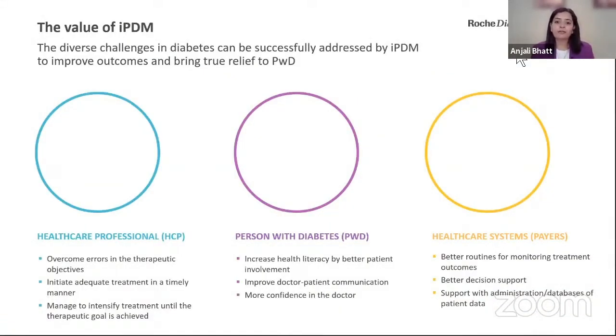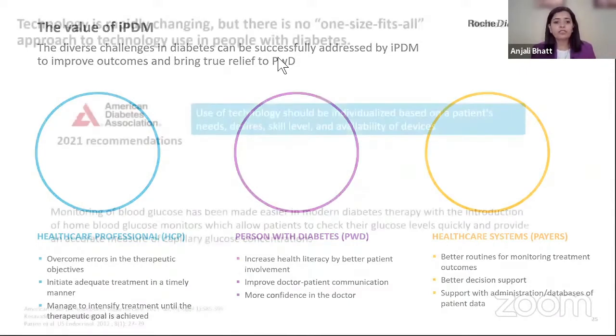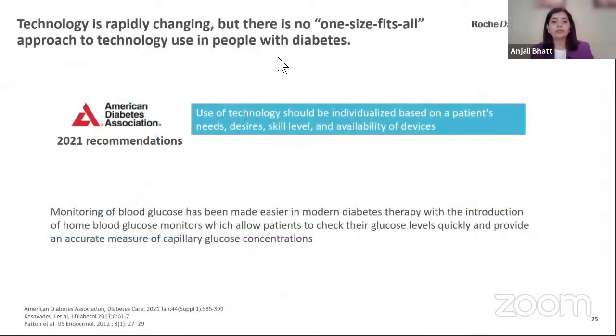Now, in the ProValue study, when they used iPDM, they saw that the healthcare professionals could overcome errors in therapeutic objectives. They could initiate adequate treatment in a timely manner, and they could intensify treatment until the therapeutic goal is achieved. The patient felt empowered about health literacy. Patient-doctor communication was better. They had more confidence in the doctor, and the healthcare system has a structured solution which can be easier to implement and is more outcome based.